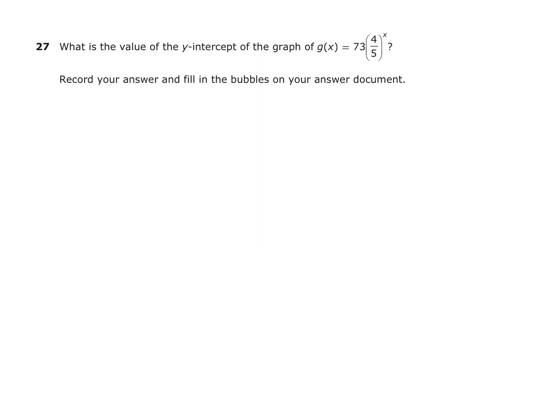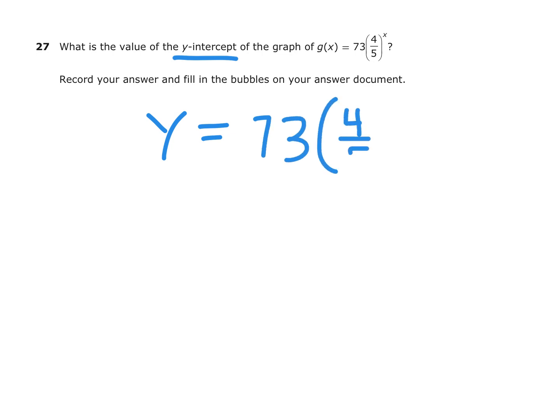Number 27, what is the value of the y-intercept for the graph g of x equals 73? So if you have y, we'll call g of x y, 73. This is an exponential function. 4/5 is b, your multiplier, and then raised to the x. When x is 0, what is y?